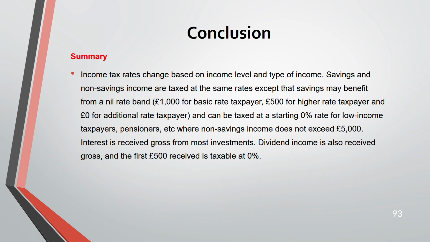Next, income tax. Income tax rates change based on your income level and the type of income. Savings and non-savings are taxed at the same rates: 20, 40, 45%. But dividend income is taxed at a different rate. And for savings, we have a savings nil rate band: 1,000 for basic rate taxpayer, 500 for higher rate taxpayer, 0 for additional rate taxpayer. And if the first 5,000 of your taxable income is savings, that means you have no non-savings income, then that also will be taxed at 0%. That is known as the starting rate, starting 0% rate.